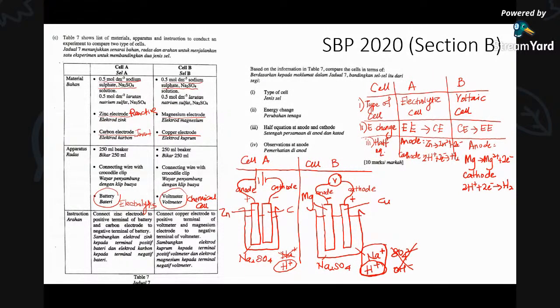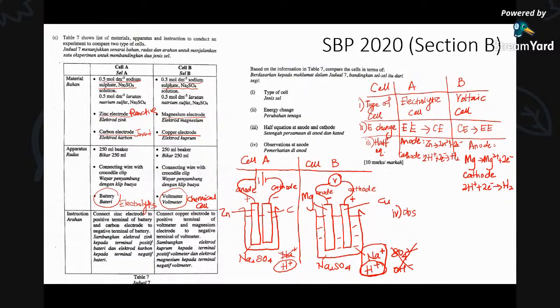Okay, so if you have copper solution as an electrolyte over here, then only copper ion will be selectively discharged. The ion is the one that will be discharged at the cathode because they have to gain electron. Okay, and then the next one is the observation. Number 4 is the observation.